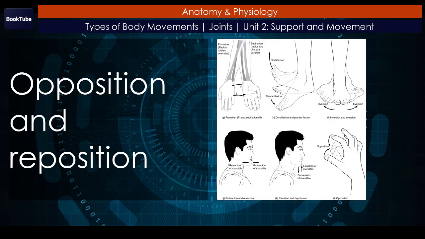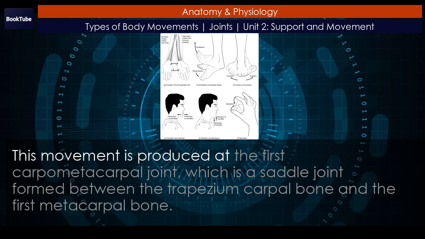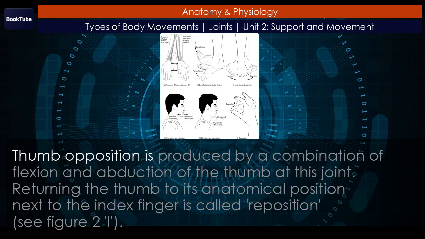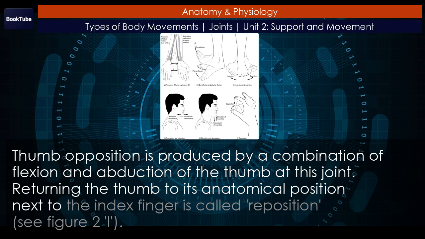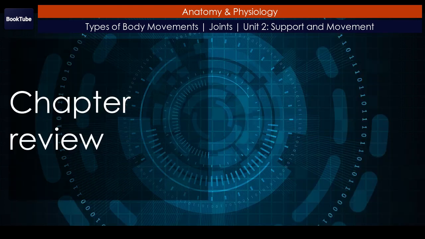Opposition and reposition. Opposition is the thumb movement that brings the tip of the thumb in contact with the tip of a finger. This movement is produced at the first carpometacarpal joint, which is a saddle joint formed between the trapezium carpal bone and the first metacarpal bone. Thumb opposition is produced by a combination of flexion and abduction of the thumb at this joint. Returning the thumb to its anatomical position next to the index finger is called reposition. See Figure 2, L.